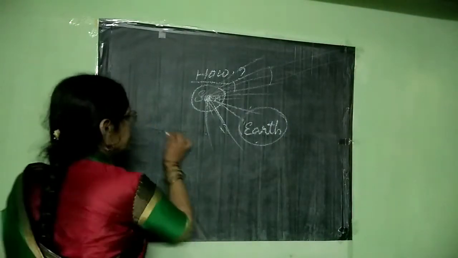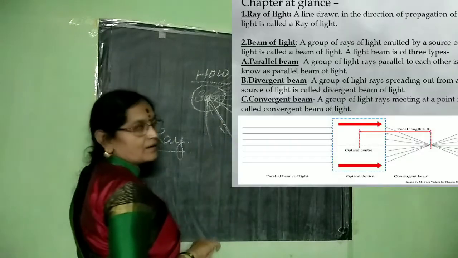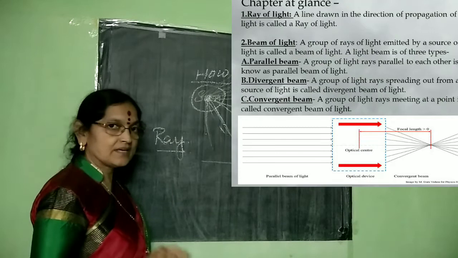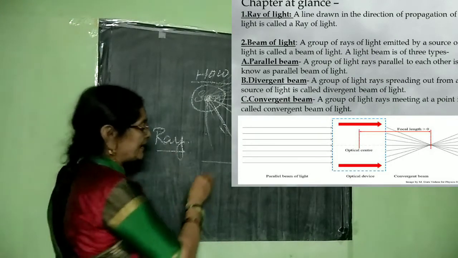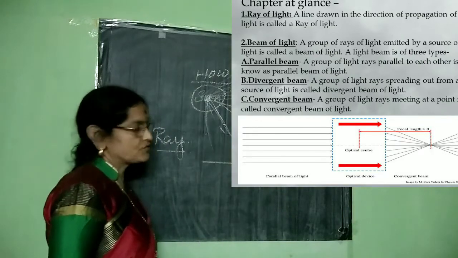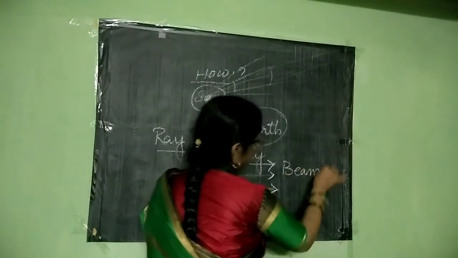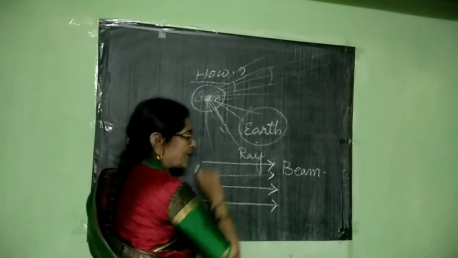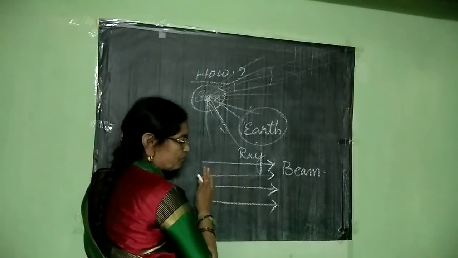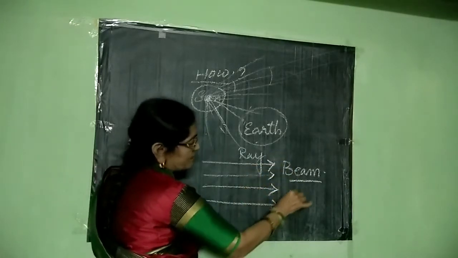Now in this parallel, what is meant by a ray? The path in which the light energy is traveling. The path which describes the traveling of the light is called a ray. Suppose a group of rays you are considering, it is called a beam. A single line which describes the traveling path of light energy is called a ray. Many rays clubbing together coming from the source is called a beam. If this group of rays are parallel to each other, it is known as a parallel beam.